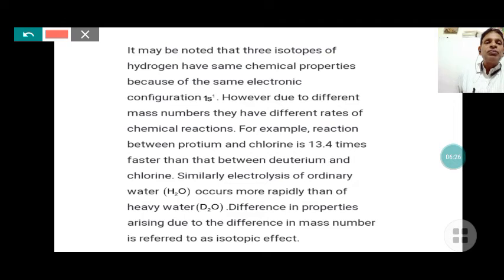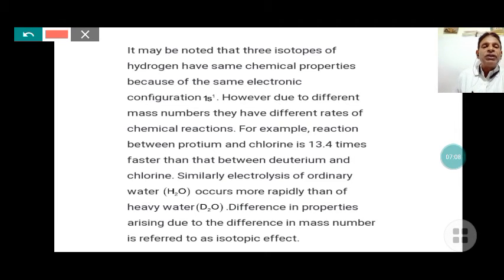For the reaction between protium and chlorine, the reaction is 13.4 times faster than that between deuterium and chlorine. When deuterium and chlorine combine, and protium and chlorine combine, the rate of reaction for protium is 13.4 times faster than for deuterium. Similarly, electrolysis of ordinary water H2O occurs more rapidly than that of heavy water, that is deuterium. D2O is the heavy water, H2O is the protium water.